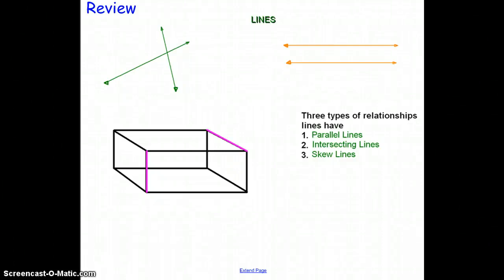Okay, we're starting Unit 3, which deals with parallel and perpendicular lines. So it's important that we take a minute to review the three different types of lines, the relationships those lines can have. If those lines are coplanar, they can be parallel, or they can be intersecting. They can also be perpendicular. When those lines are non-coplanar, then we have skew lines.